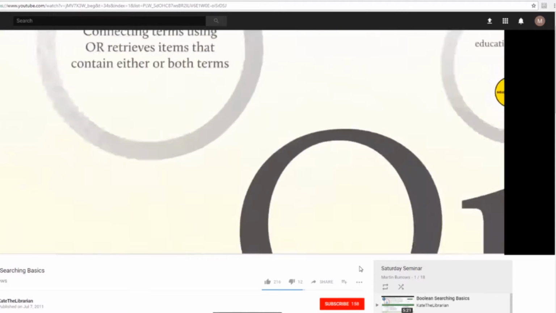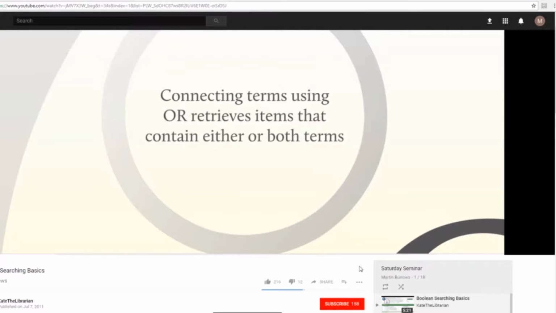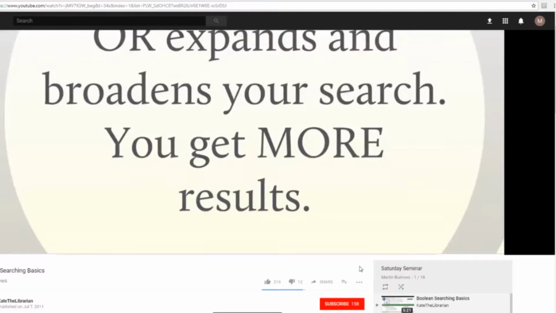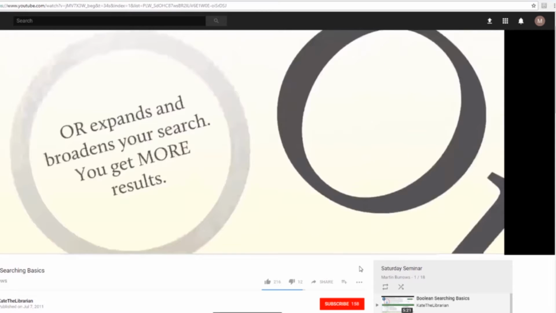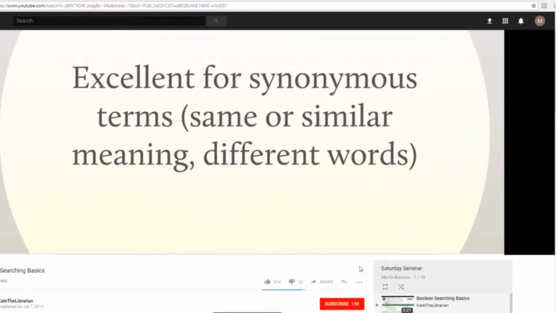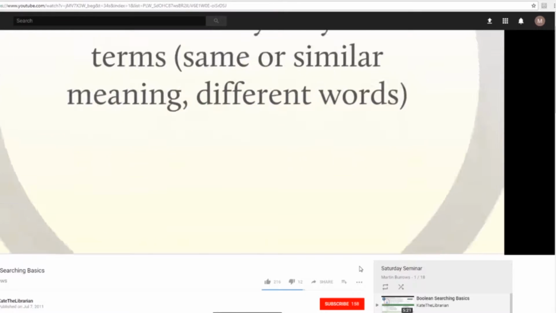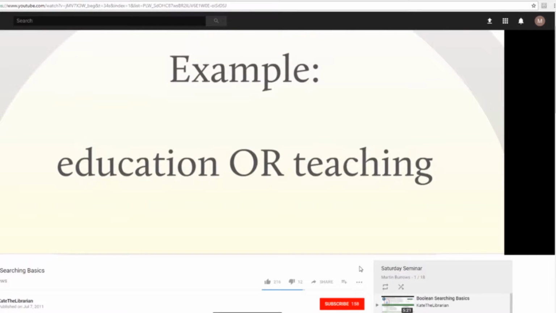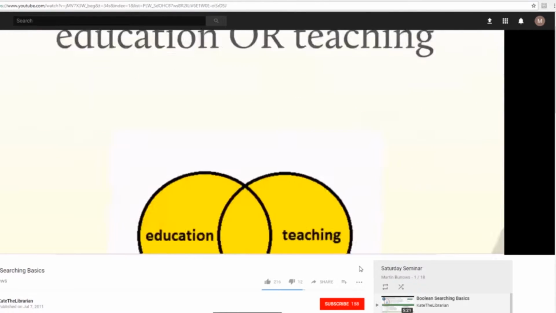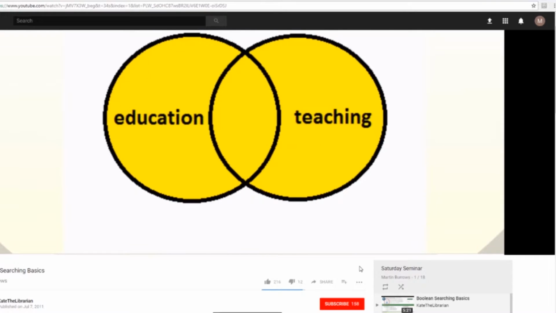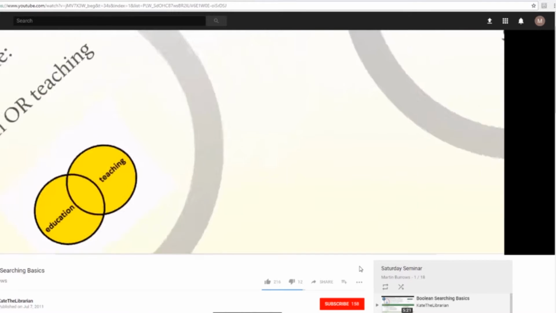So let's take a look at OR and how that functions in your searches. Connecting terms using OR retrieves items that contain either or both terms. OR expands and broadens your search so that you get more results. It's excellent for synonymous terms, that is, terms that have the same or similar meaning, but they are different words. So for example, education OR teaching. This will retrieve all of the results that contain education, that contain teaching, and that contain both.